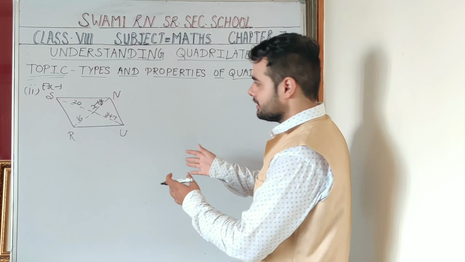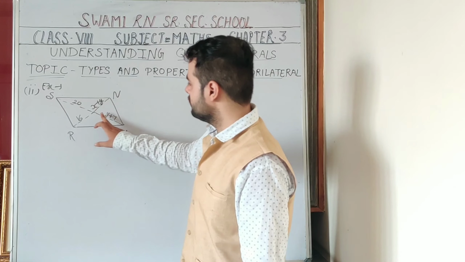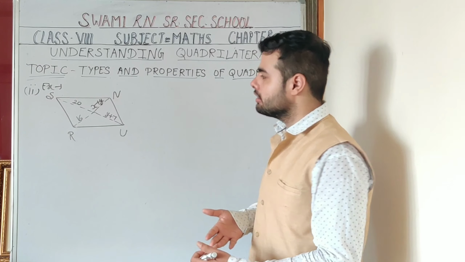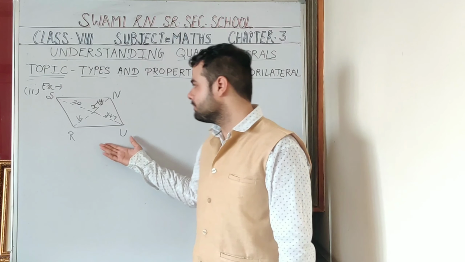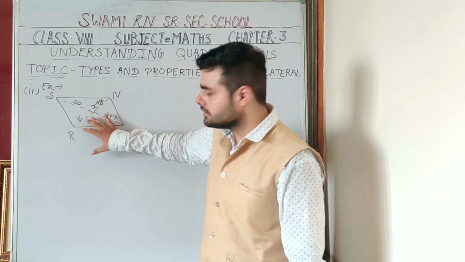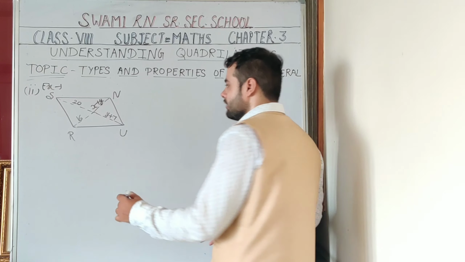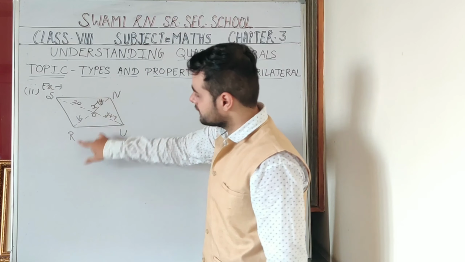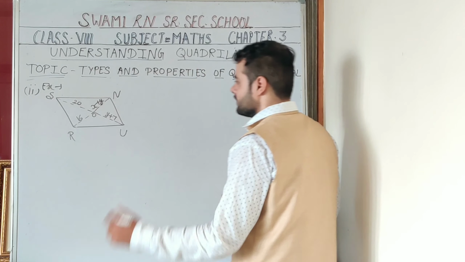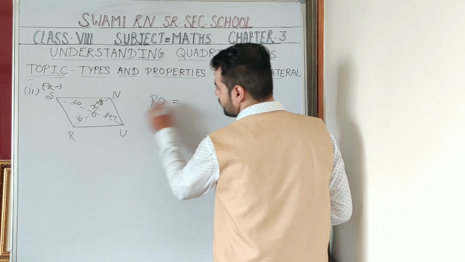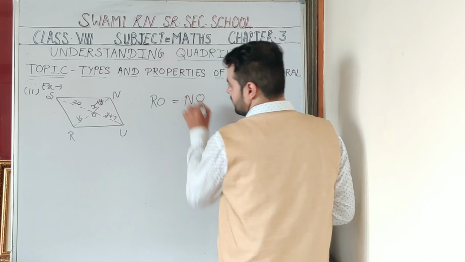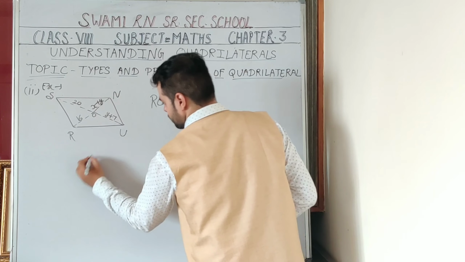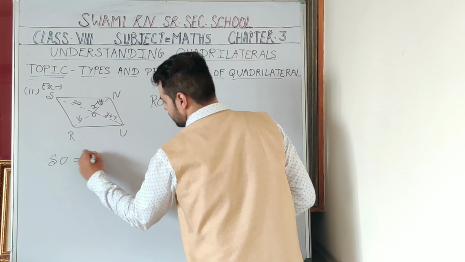RUNS is again a parallelogram. Now we have to find this and this. How will we find them? Let me recall the properties of the parallelogram, that diagonals bisect each other. That means if I take O as the point where both of these diagonals intersect each other, we can say that RO is equal to NO, and SO is equal to OU. So we will take firstly SO is equal to OU.